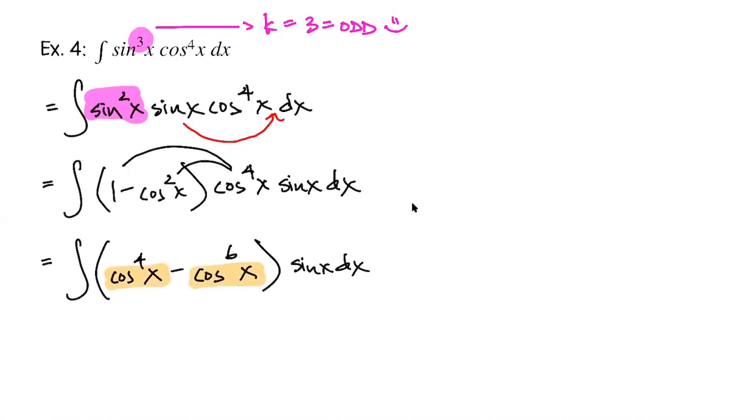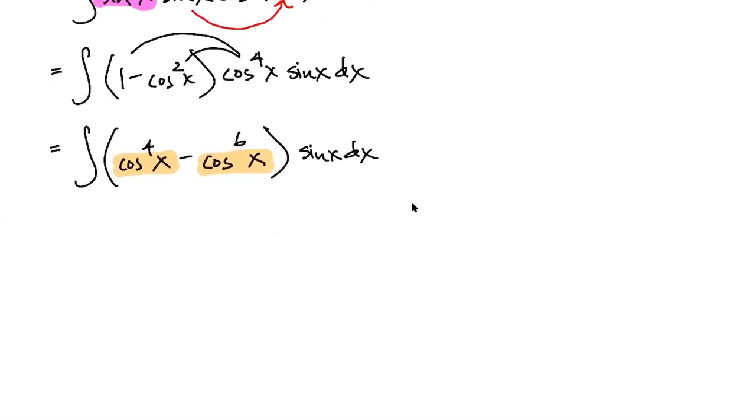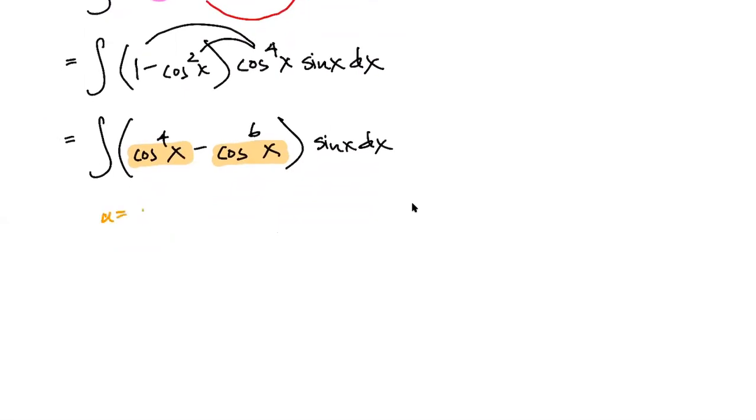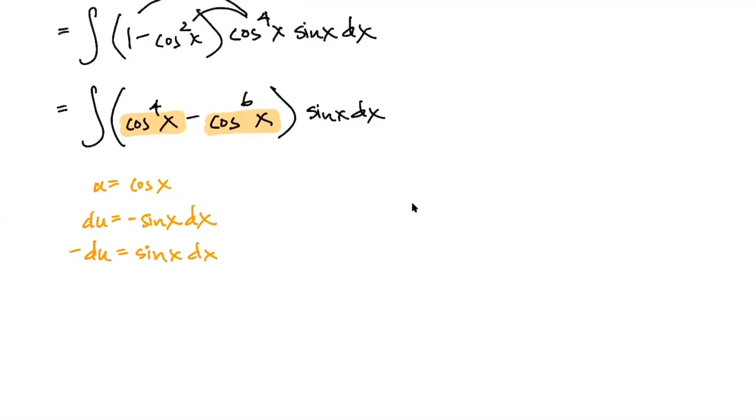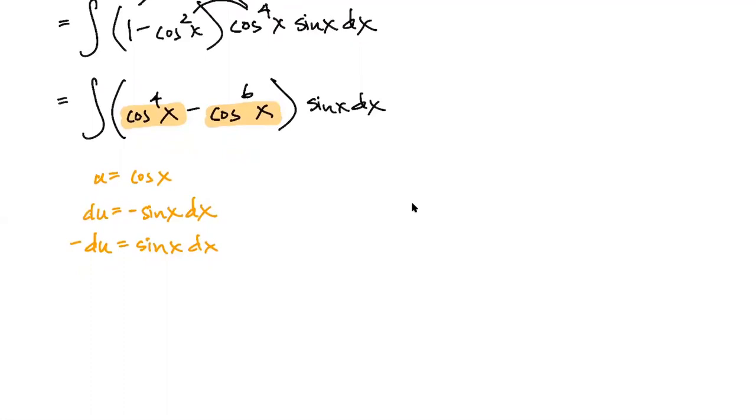Cosine is going to be our u this time, which means that we're going to end up with u equals cosine x, du equals negative sine x dx, and we're going to have to move that minus sign to the other side. When we make our substitution, we'll end up with negative the integral of u to the 4th minus u to the 6th du.